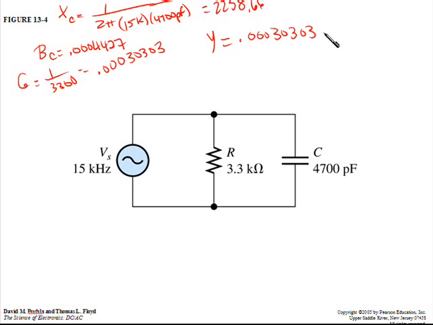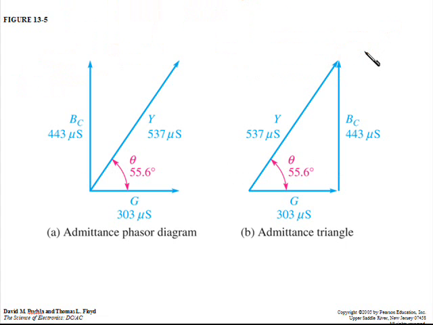So the total admittance is going to be 0.000303 plus j 0.0004427, or if I do this in terms of micro, it'll be 303 micro plus j 442 micro. Okay, so we got 303, 443.